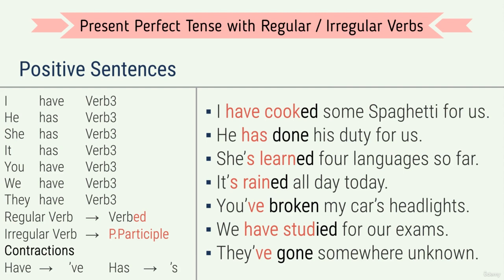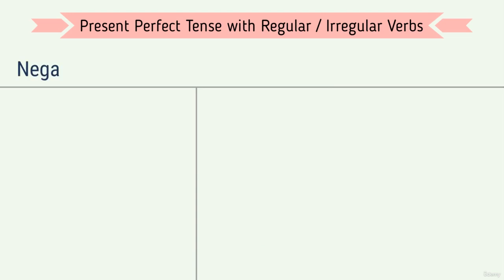We have studied for our exams, and they've gone somewhere unknown. Remember, they've is the contracted version of they have. These are examples of the positive sentence structure. Now, let's look at the negative sentence structure.